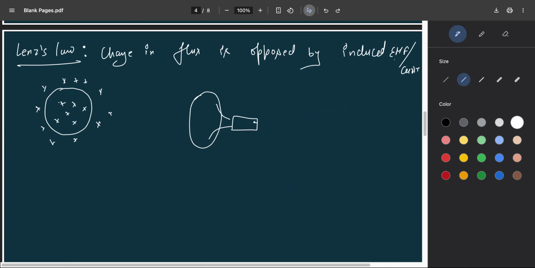Yes, sir. Understood. What did you understand about Lenz's law? Lenz's law says that changes in flux get opposed by the current. Okay.